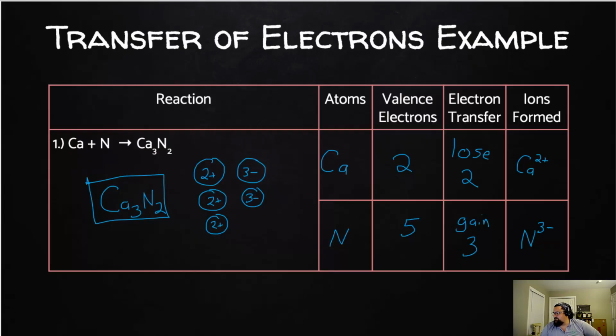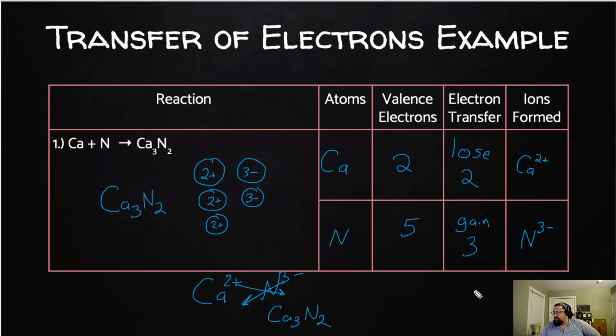Let's see if it works for our calcium and nitrogen, right? Let's find out. Well, here it is. So what if we just crossed them? Well, if we took Ca 2 plus and N 3 minus, and you crossed them, what do you get? Well, you get Ca3N2.